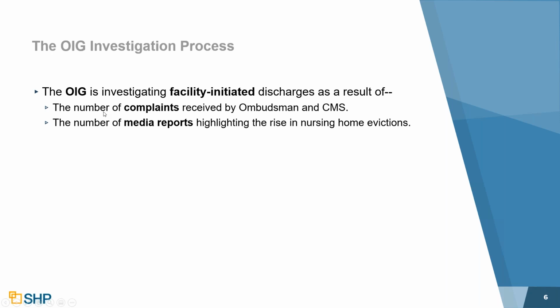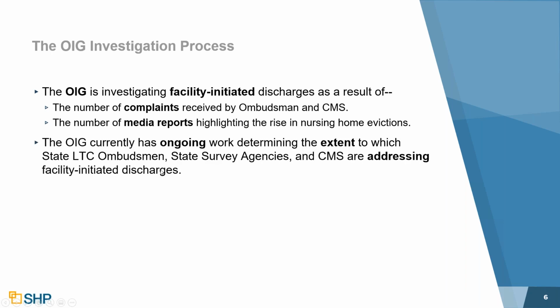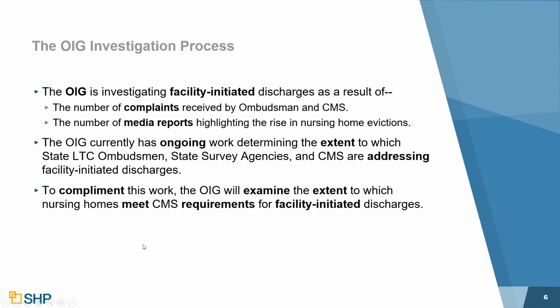What's taken place is that in November of last year, OIG released this document that they are going to investigate this criteria. And what they're looking for is the extent to which the survey agencies, the state ombudsman, and CMS are addressing facility-initiated discharges, especially now that we have the pandemic and COVID, and how you're handling those. And to complement this work, the OIG will examine the extent to which nursing homes meet CMS requirements for facility-initiated discharges.